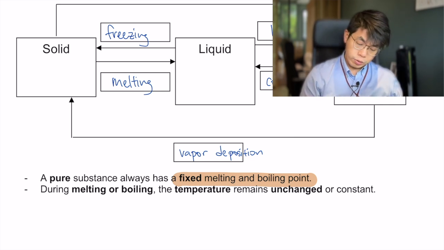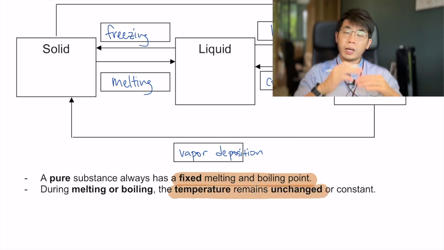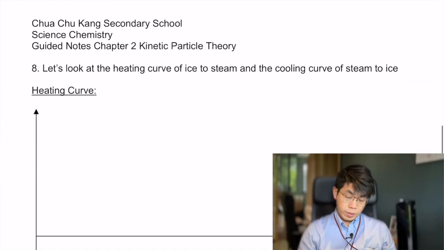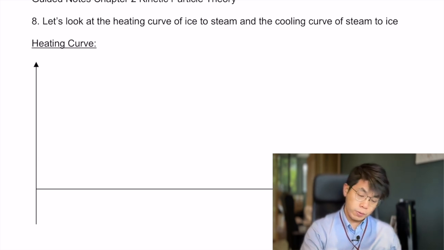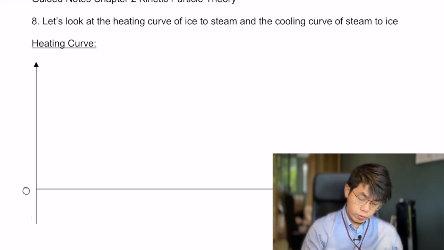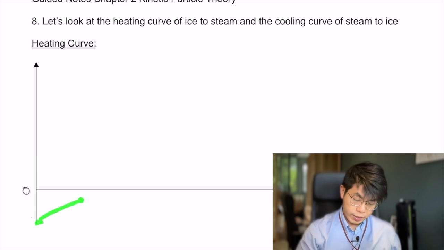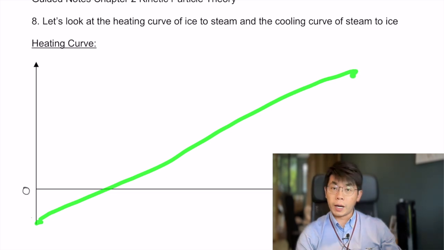And the next thing we need to know is that when melting and boiling, the temperature will always remain unchanged until everything has finished melting or boiling. So let's see how it looks in a graph. Let's look at the heating graph of ice to steam. Ice will start at a very cold temperature, so 0 degrees. We would expect that when I heat something up, the temperature will just keep rising and rising, because I heat it up.